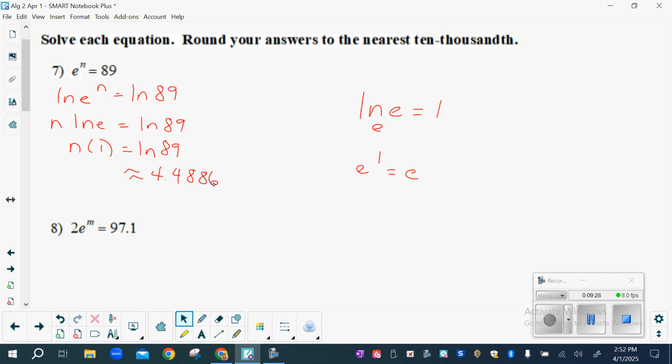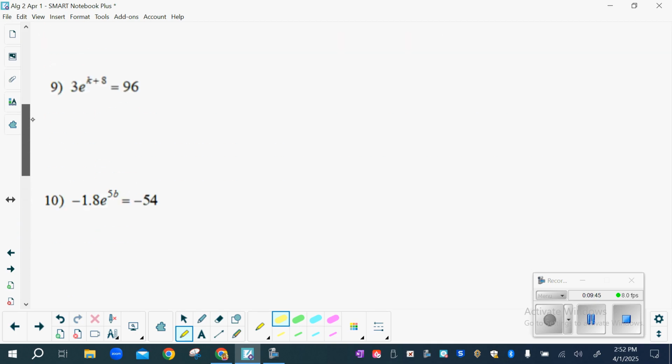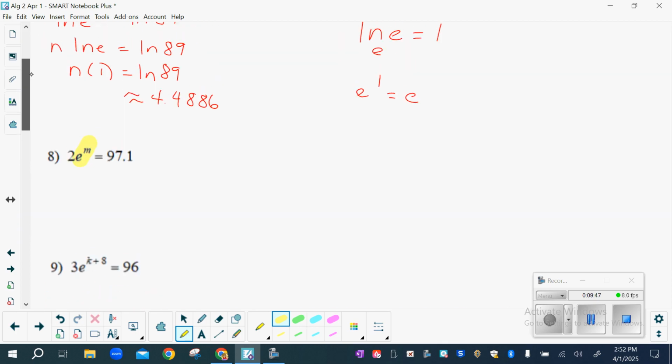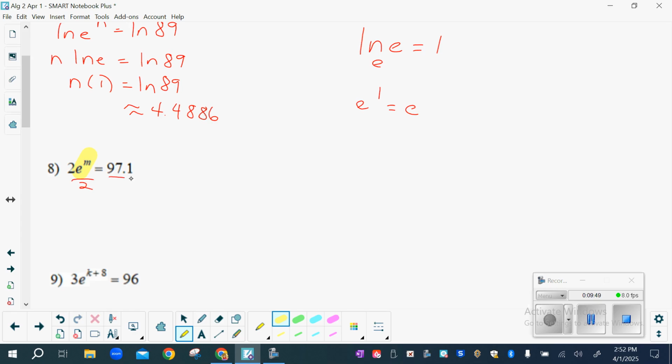Okay, so on to number 8. What would we do first on number 8? A hand, please. We want to isolate this. We're going to get that by itself. We want to divide by 2 first. So divide by 2 on both sides. We get e to the m equals 48.55.